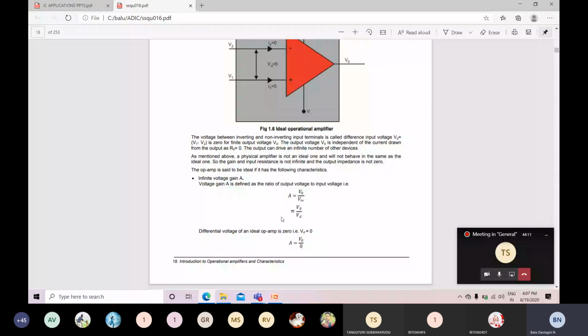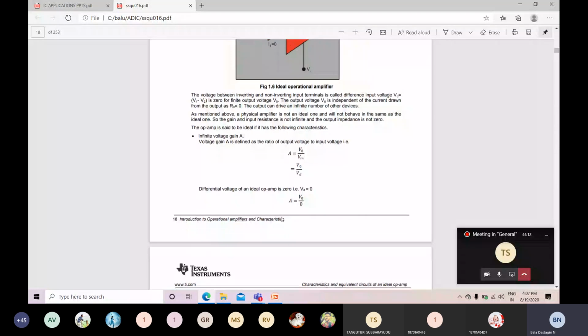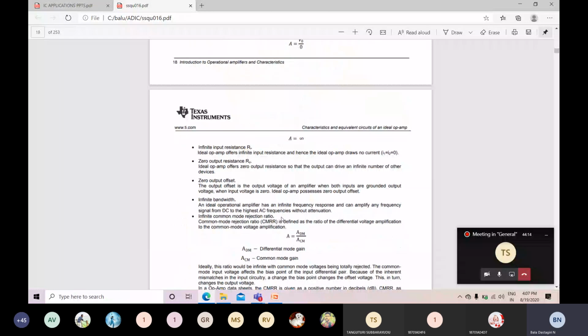And the next thing is the input resistance Ri. As the input currents, that is I1 and I2, are 0, automatically the input resistance Ri becomes infinite. And the next one is output resistance R0. The ideal operational amplifier should have 0 output resistance R0.